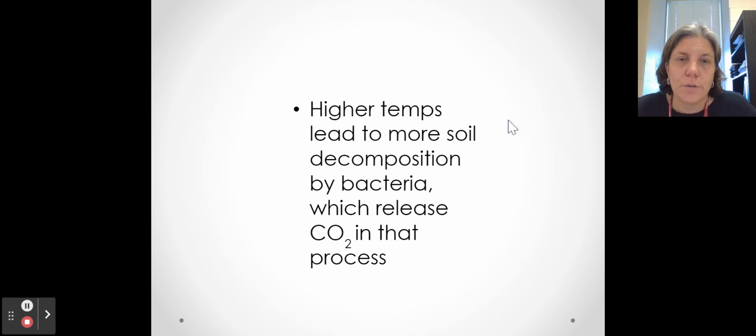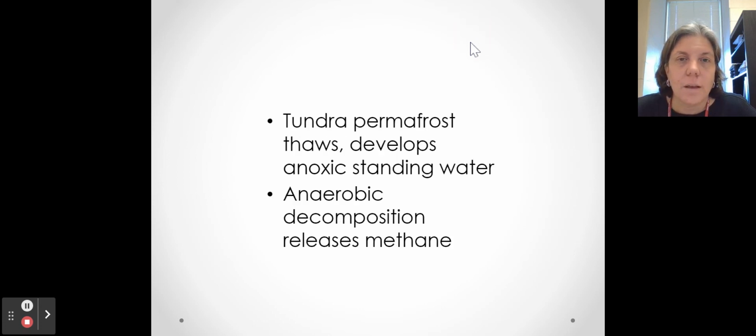Here's one. Higher temperatures lead to more soil decomposition by bacteria, which release more CO2 in the process. And then what happens next? See if you can figure that out. Tundra permafrost thaws, develops anoxic standing water. Anoxic means it doesn't have oxygen. Anaerobic decomposition releases more methane. Okay? And what does the methane do? It causes warming, which causes more permafrost to melt. So draw that feedback loop.